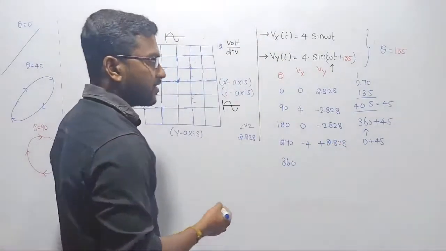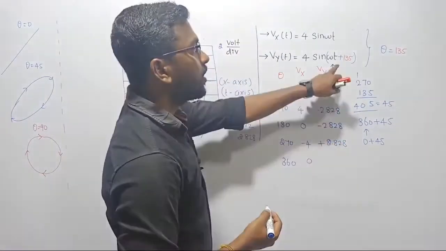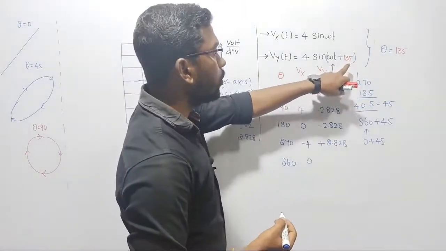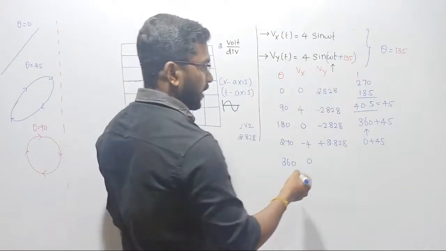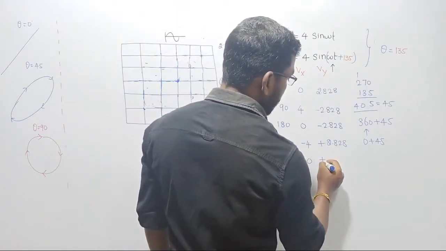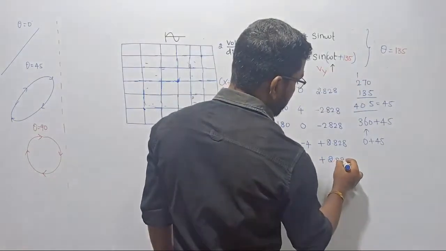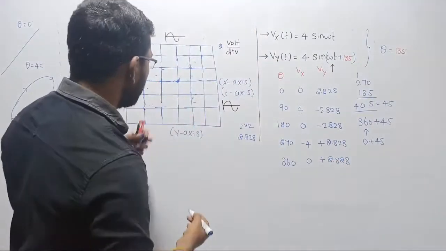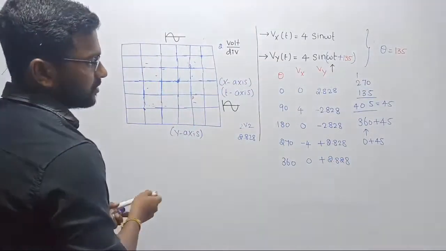At 360, sin 360 is 0. What about here? 0 plus 135, plus 1 by root 2. Plus 1 by root 2 into 4 becomes, again, plus 2.828. Let's plot all these values. Let us see the observed values on the screen.